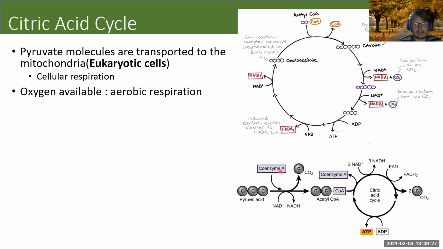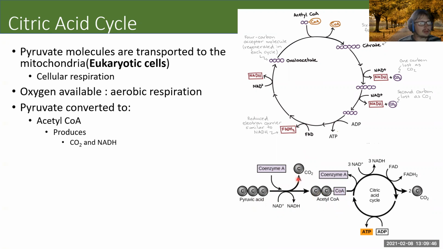Okay, so a coenzyme A comes in, it kicks off a carbon molecule, it makes an NADH molecule, and it ends up being acetyl-CoA. So these 2 carbons with that coenzyme A. Okay, so for the prep step, the pyruvate's converted to acetyl-CoA, produces carbon dioxide and NADH. So per 1 pyruvate molecule, you get an NADH and a carbon dioxide.